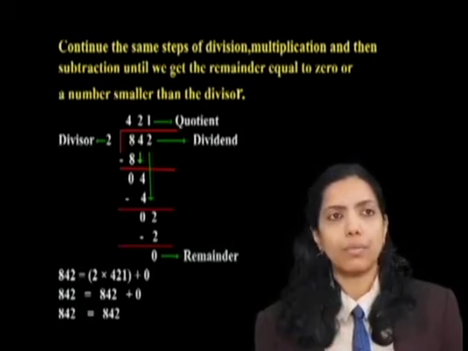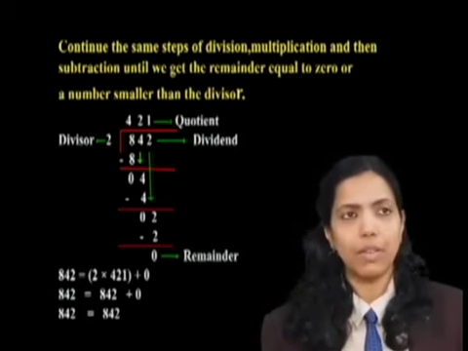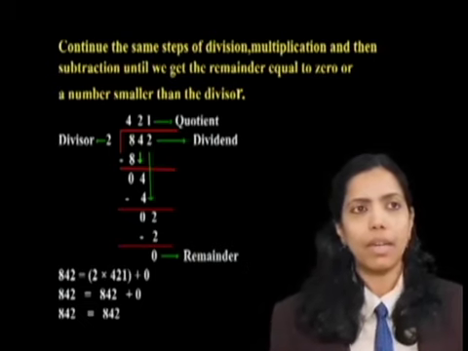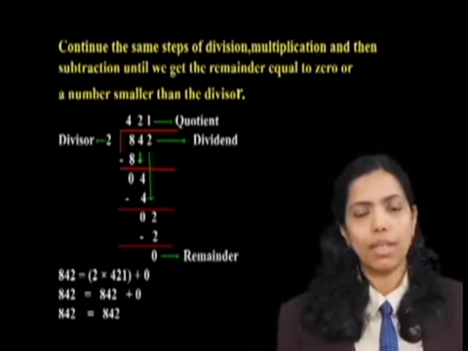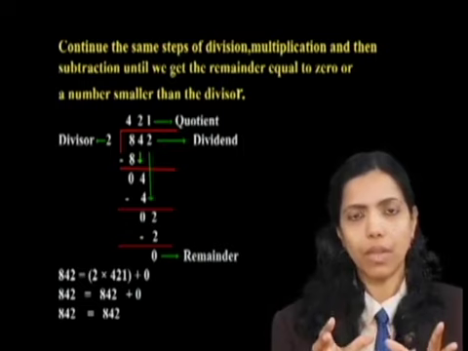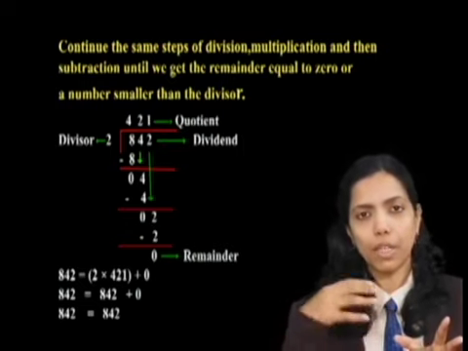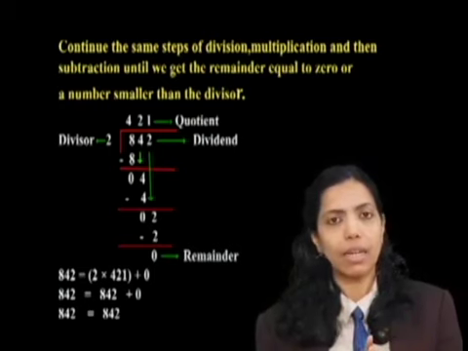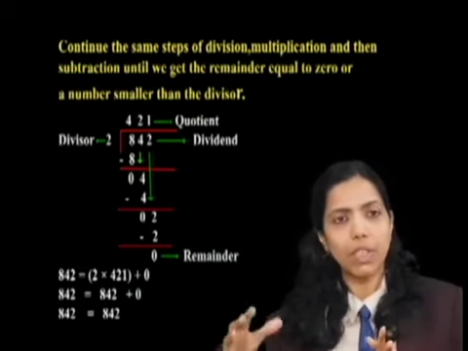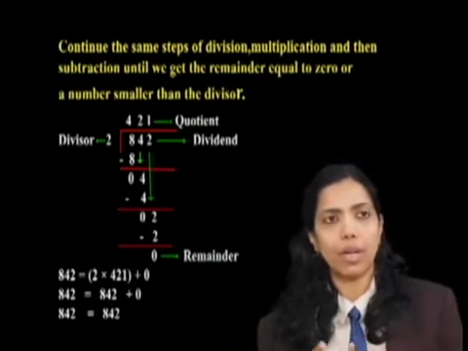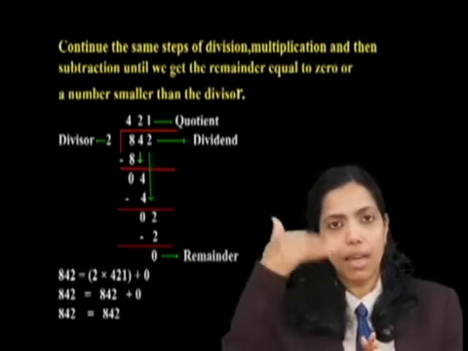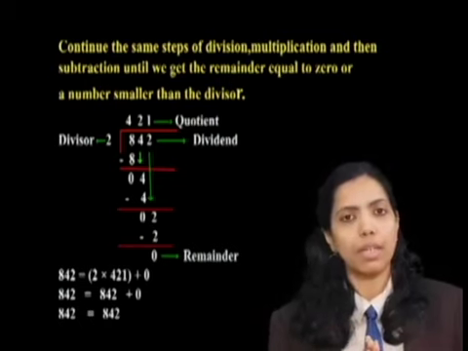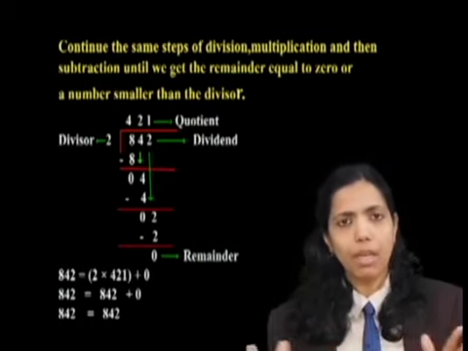So the facts related with the division: we have the number 842. That number we have planned to divide by 2. Which number is being divided? It is known as the dividend. By which number we are dividing? It is known as the divisor. The result we are getting is the quotient. The leftover part is the remainder.